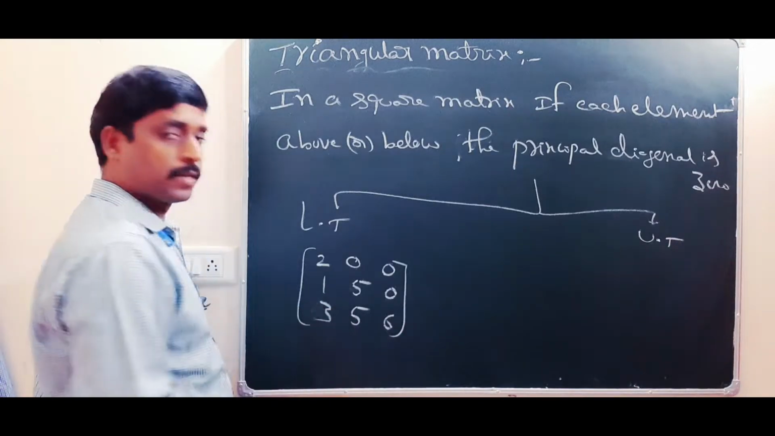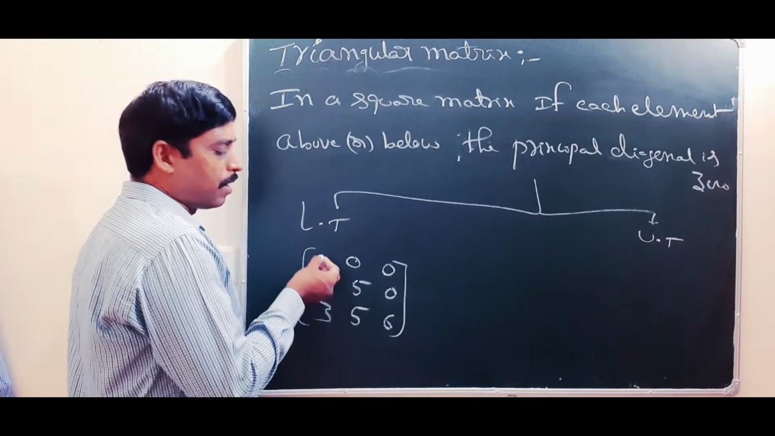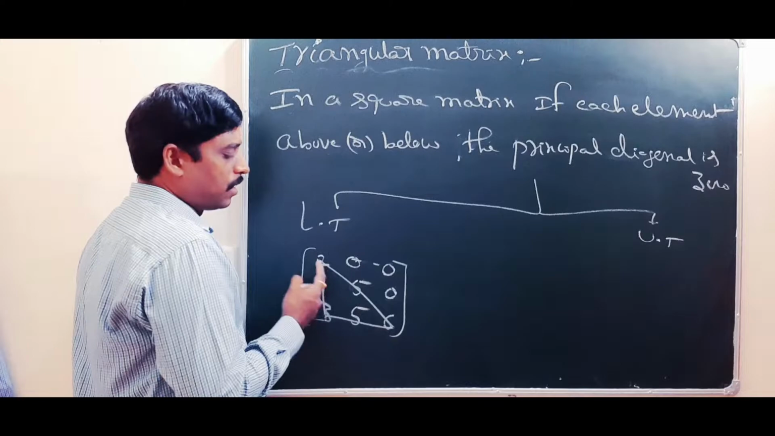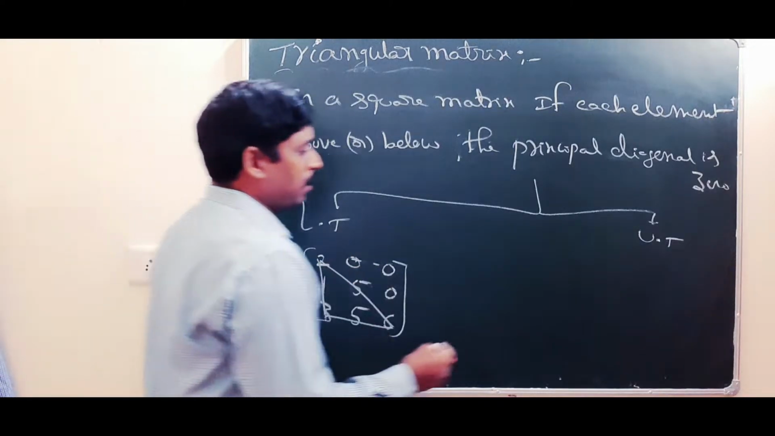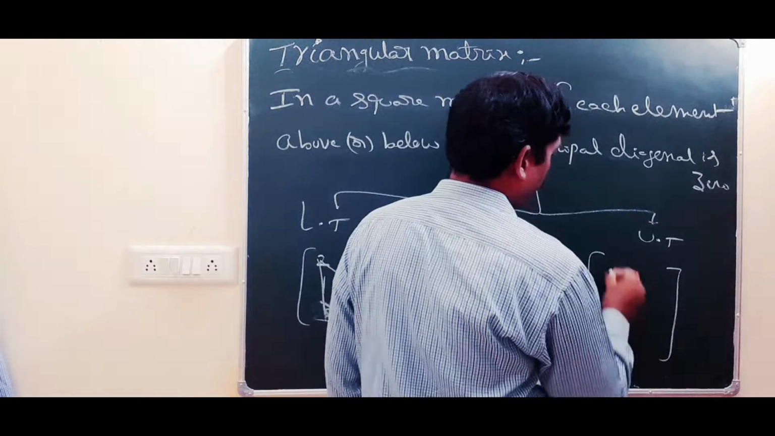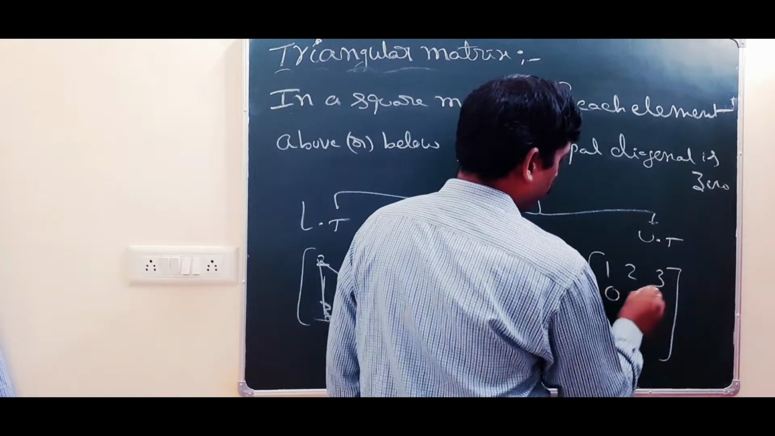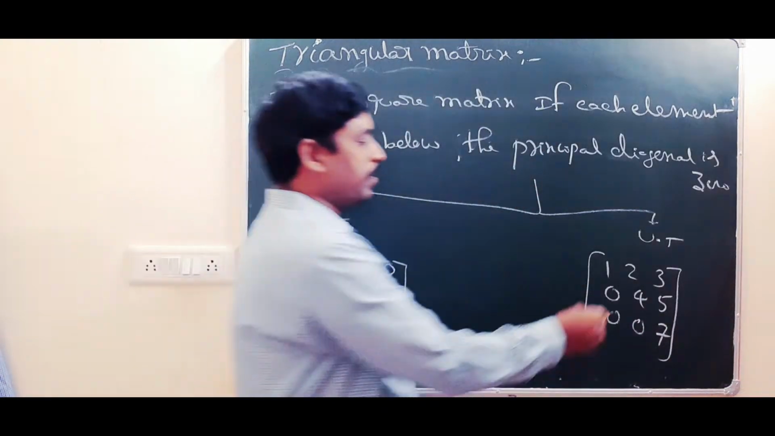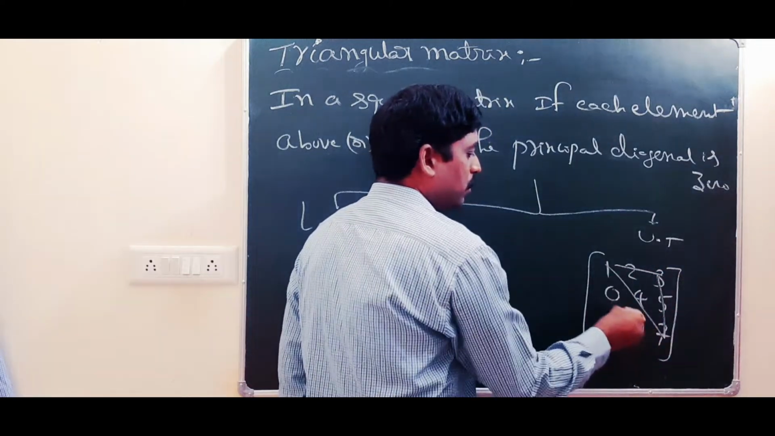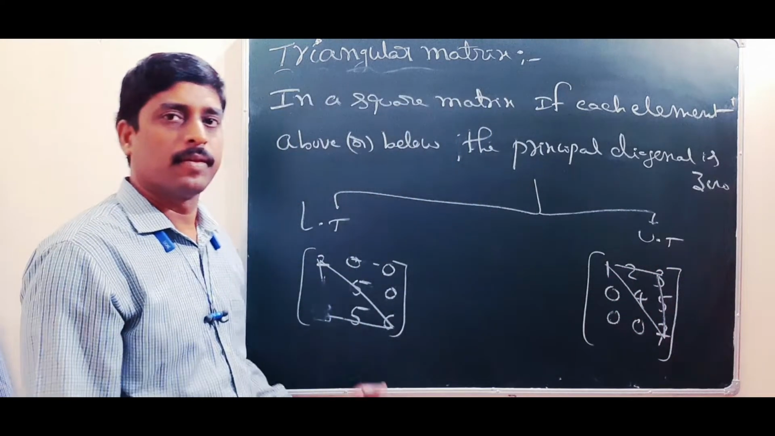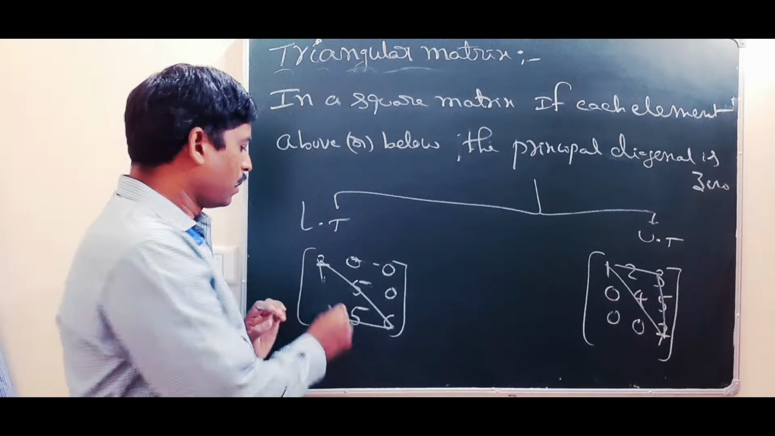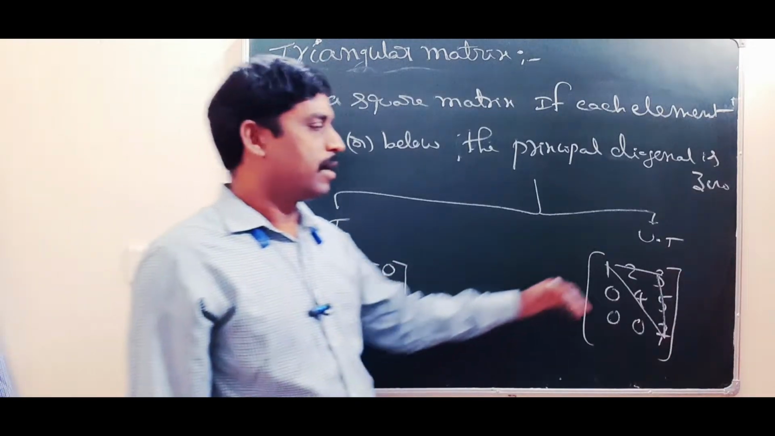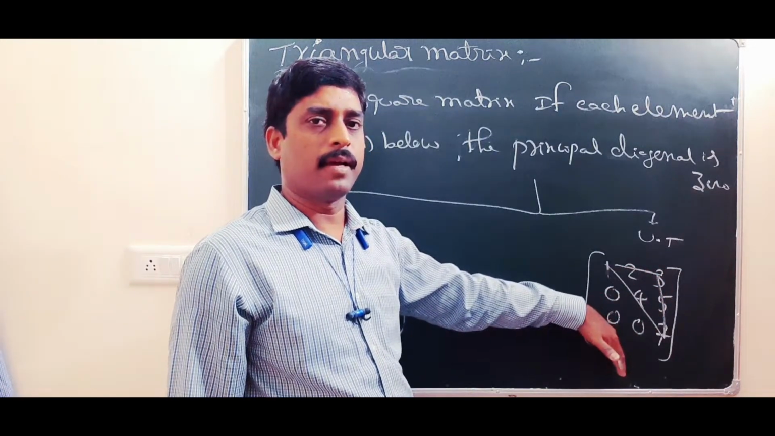Okay, in this lower triangular matrix, this is the lower triangular matrix. In this lower triangular matrix, above principal diagonal elements are zeros. In upper triangular matrix, this is upper triangular matrix. In upper triangular matrix, below the principal diagonal elements are zeros. In lower triangular matrix, above principal diagonal elements are zeros. In upper triangular matrix, below the principal diagonal elements are zeros.